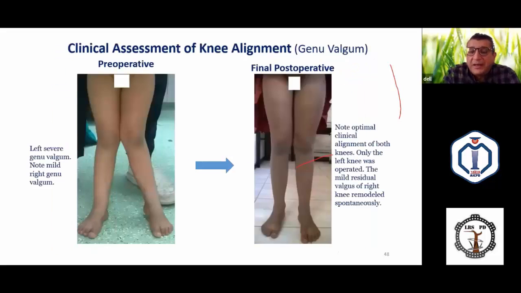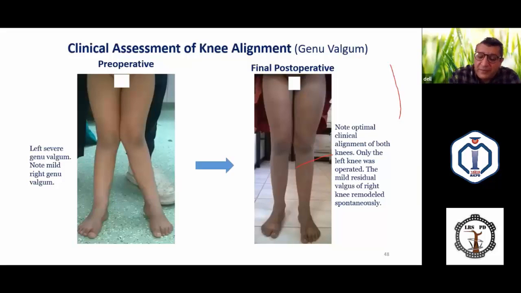This is another patient with genu valgum. You can see here, of course, it's evident on the left side, she has severe genu valgum. On the right side, she has mild genu valgum. We will see it later on radiology. Actually, we operated only on the right side. We left the left side, it was mild.